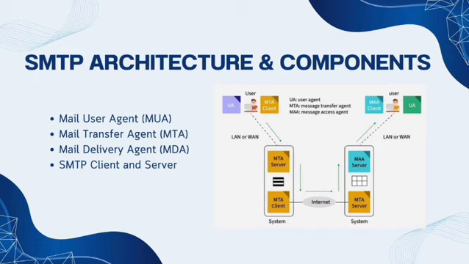SMTP architecture and components. SMTP architecture consists of several important components. The Mail User Agent, or MUA, is the email application used by users, such as Gmail, Outlook, or Yahoo Mail. It allows users to compose, send, and read emails. The Mail Transfer Agent, or MTA, is responsible for transferring emails between mail servers using SMTP. The Mail Delivery Agent, or MDA, delivers the email into the recipient's mailbox. These components ensure that emails move smoothly from sender to receiver.